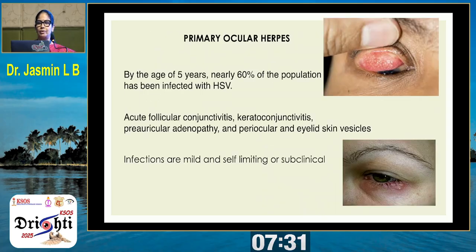About primary ocular herpes, by the age of 5 years, nearly 60% of the population has been infected with HSV, and it causes acute follicular conjunctivitis, keratoconjunctivitis, preauricular adenopathy, and periocular and eyelid skin lesions. Infections are usually mild and they won't reach the doctor.